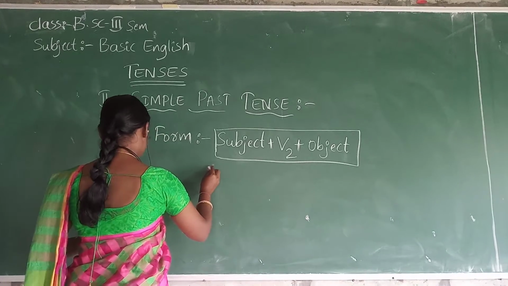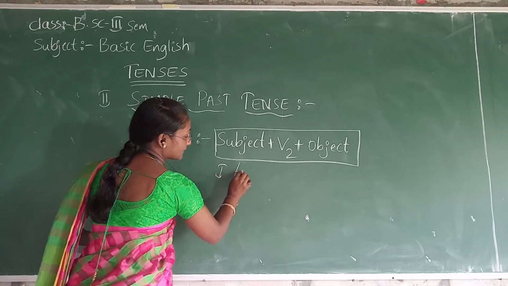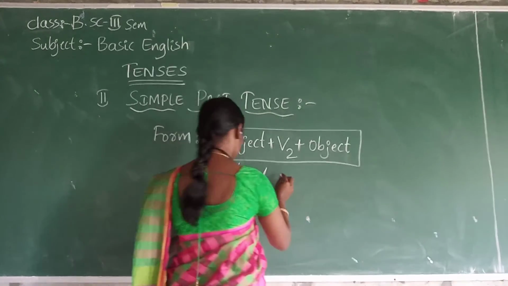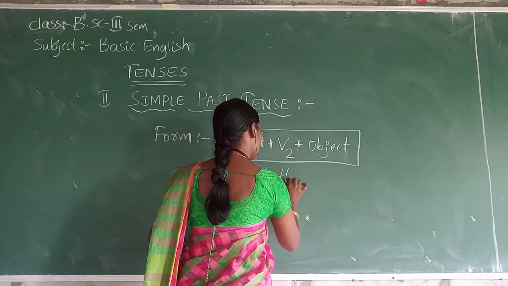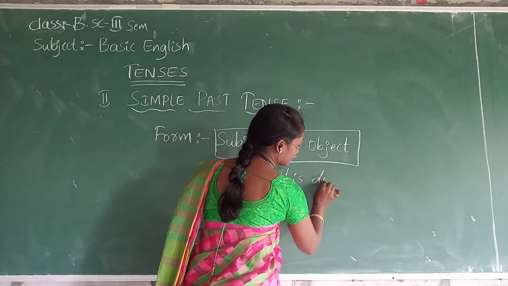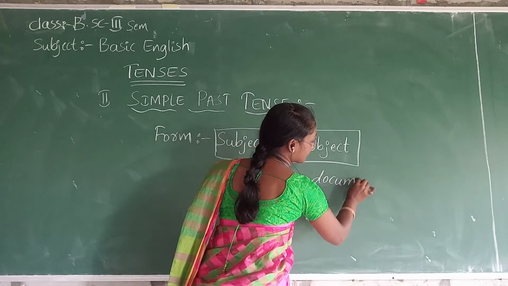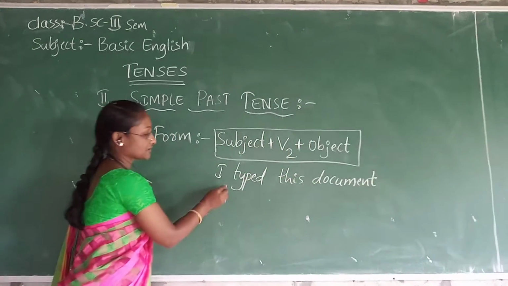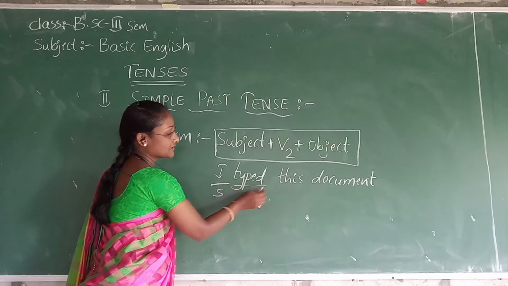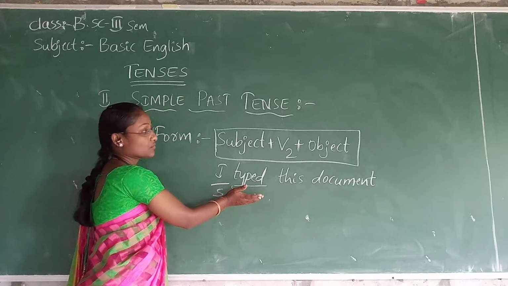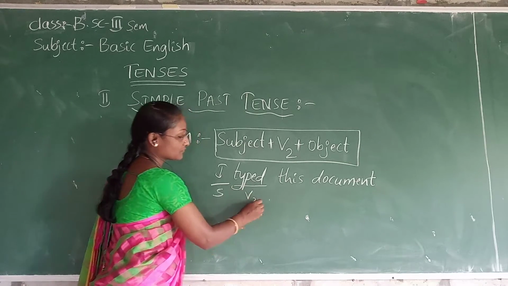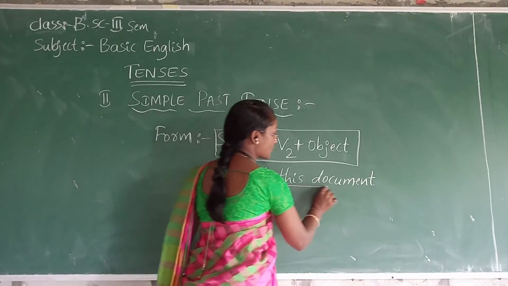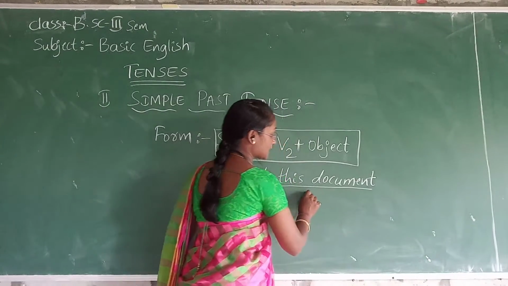For example, I typed this document. Here "I" is the subject, "typed" is the past tense verb, which means the V2 form, the verb second form, and all this we call the object.